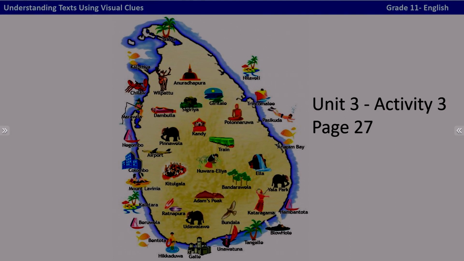So if you study carefully, you can see a Dagaba where Anuradhapura is marked. Now children, that gives you a lot of information. So Anuradhapura is a sacred city. It's a place of religious value for Buddhists. So what other information is there? So if you look at Ratnapura, you can see the gems there. So Ratnapura is famous for gems. So you can see each picture is packed with a lot of information about the particular place in Sri Lanka.